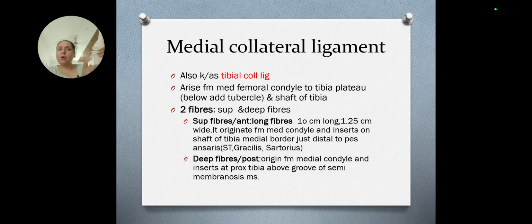Because it is long, it is originating from the condyle and going down to the shaft, till there is an insertion just at the pes anserinus, where there is an insertion of semitendinosus, gracilis and sartorius muscle. Whereas the deep fibers are a little bit posteriorly oriented, and go from the medial condyle to the proximal tibia, where there is insertion of the semimembranosus muscle. Fine.